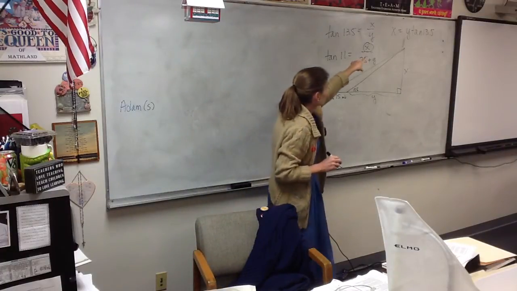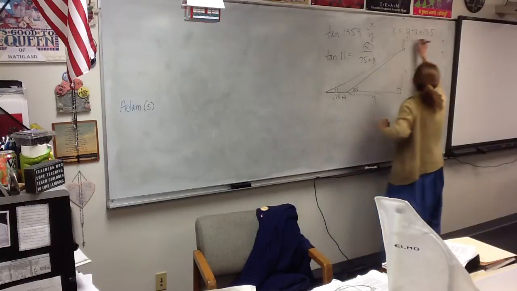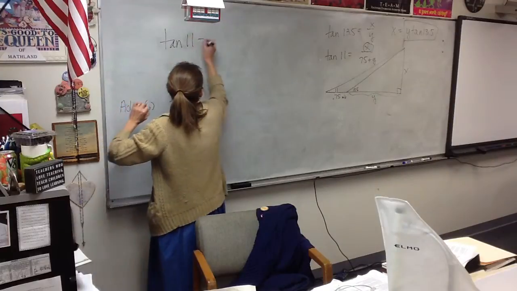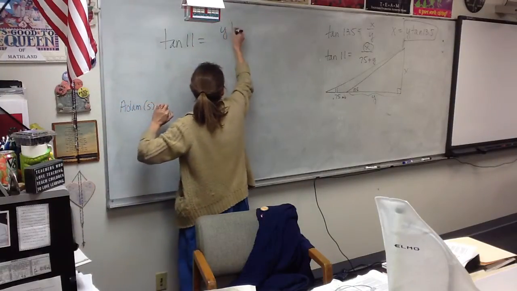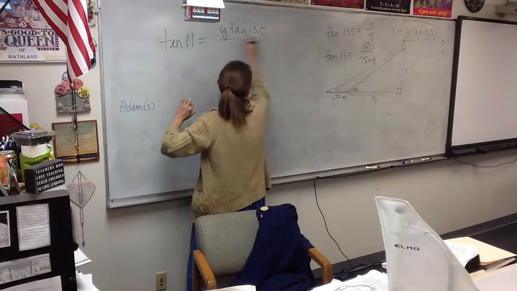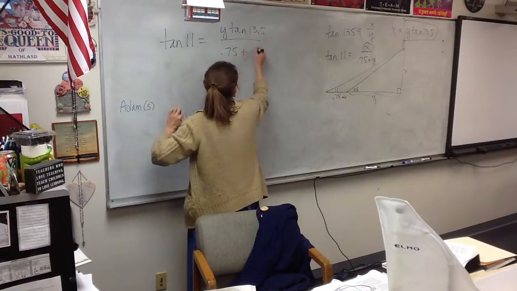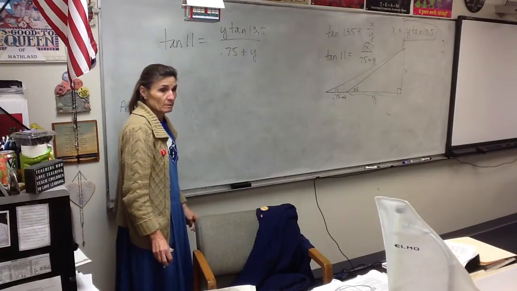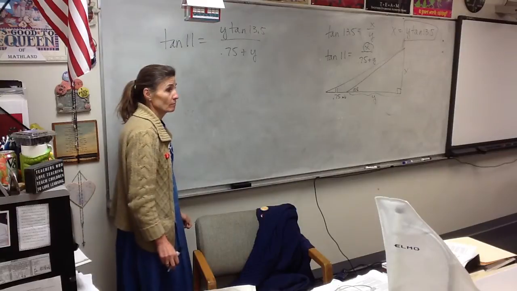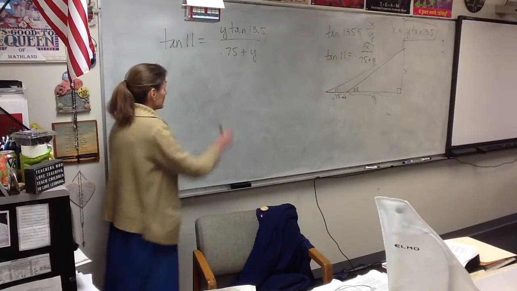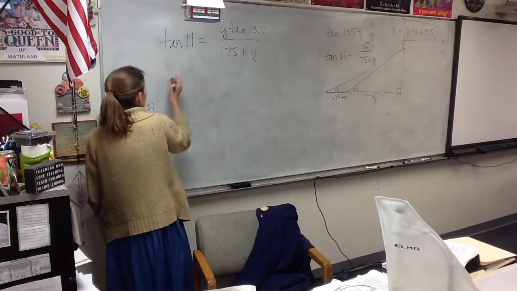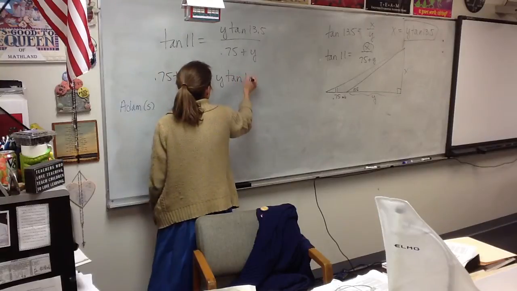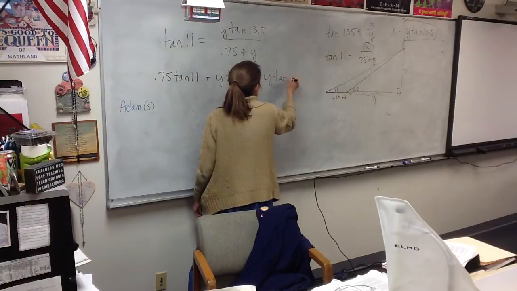So I've solved the top one for x. This is what x equals. So now I'm going to take my bottom equation and I'm just going to put that in. So I have y tan 13.5 over 0.75 plus y. Does that make sense to you? Do you see what I did? Okay, what do I do now? Get this over here. Now that's going to be a distribute. So 0.75 tan 11 plus y tan 11 equals y tan 13.5.